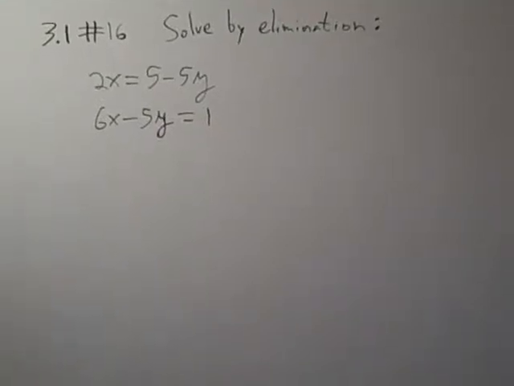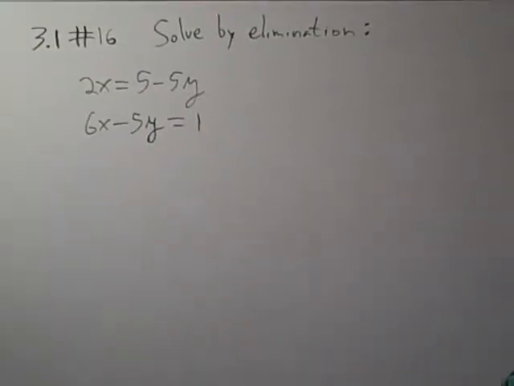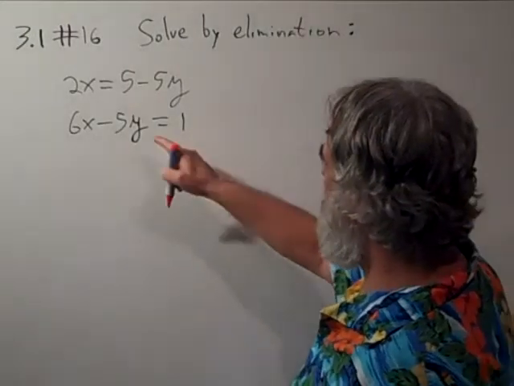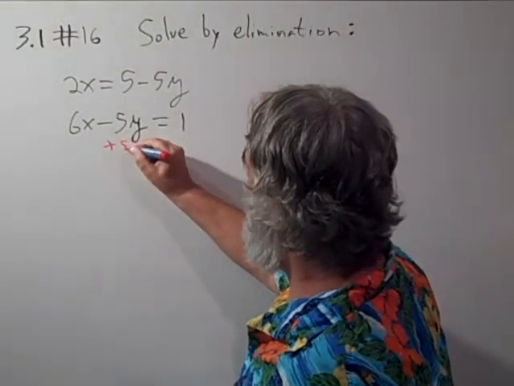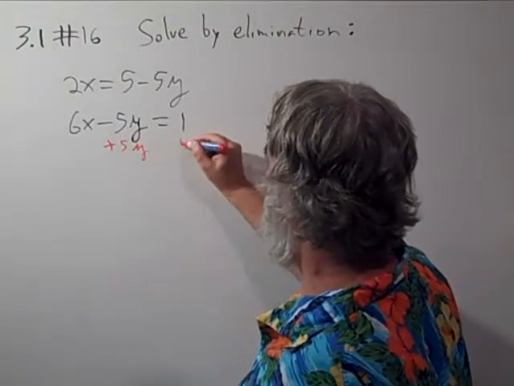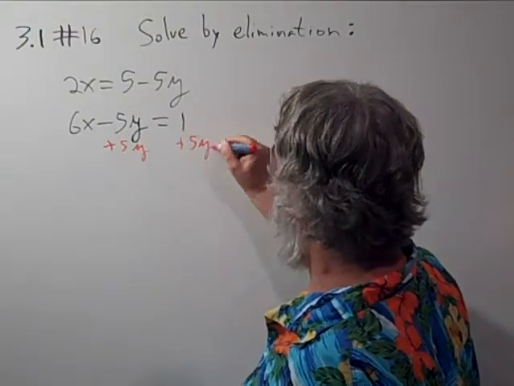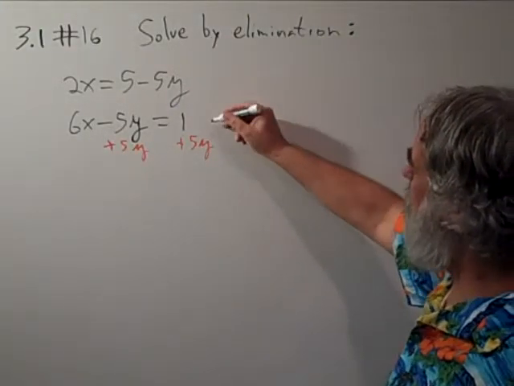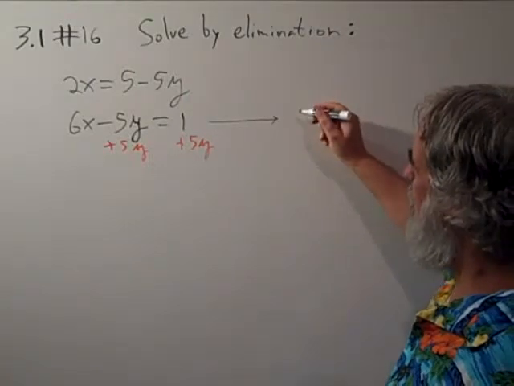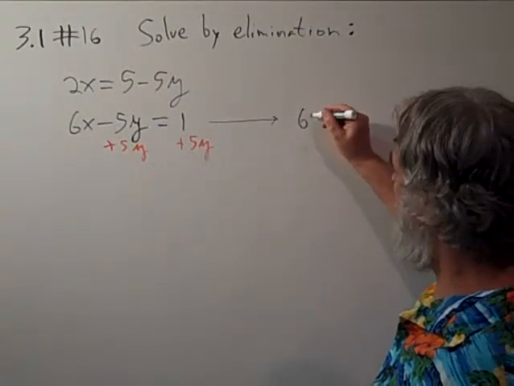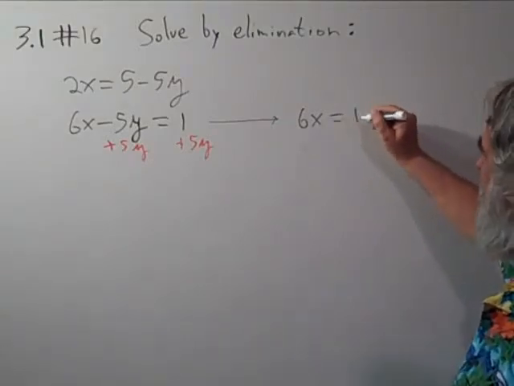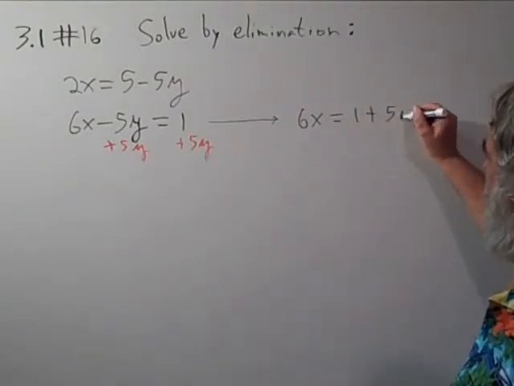Okay, to solve this linear system, it'll help if we do something. Let's move the 5y's over to the other side of the second equation, because then it'll be more like the first equation. Adding 5y to both sides of that second equation ends up giving us 6 times x, and the y's cancel out on this side, equals 1 plus 5y.